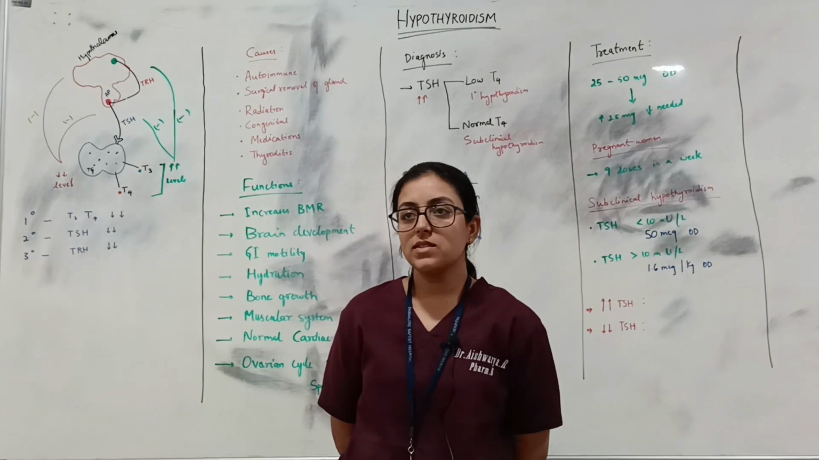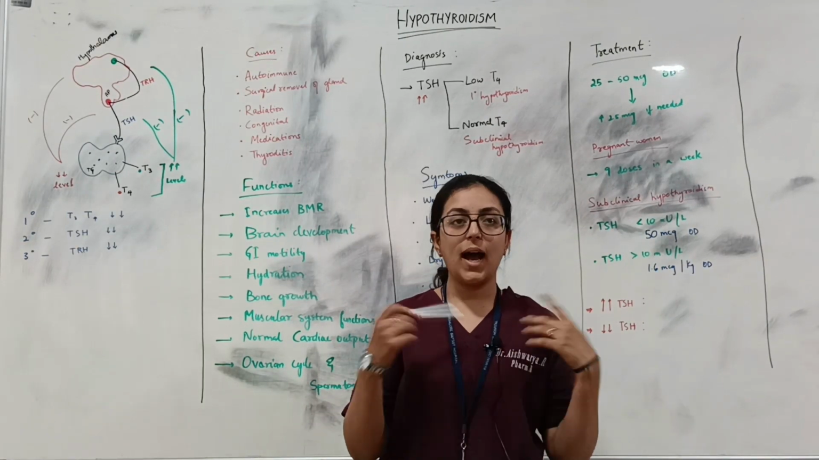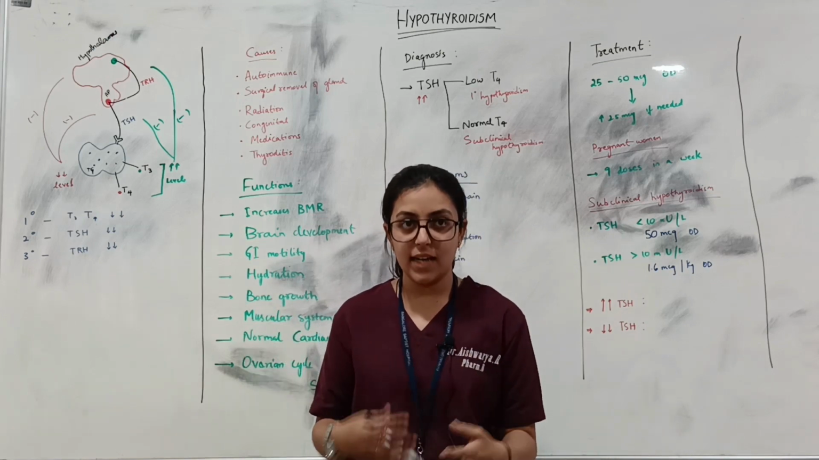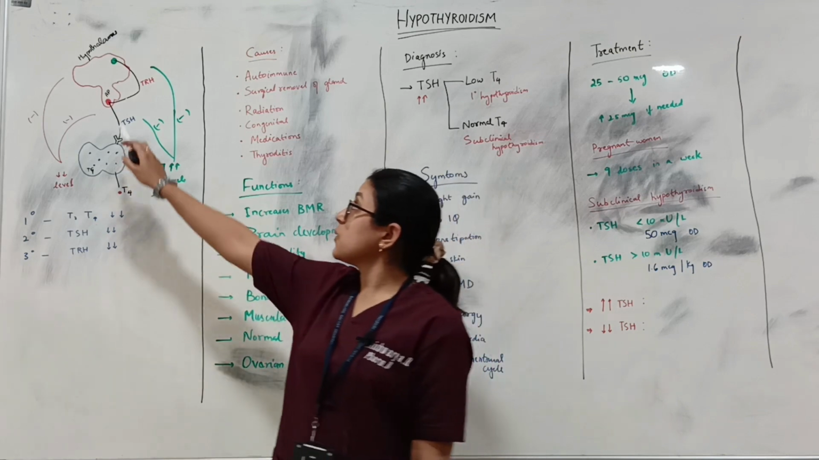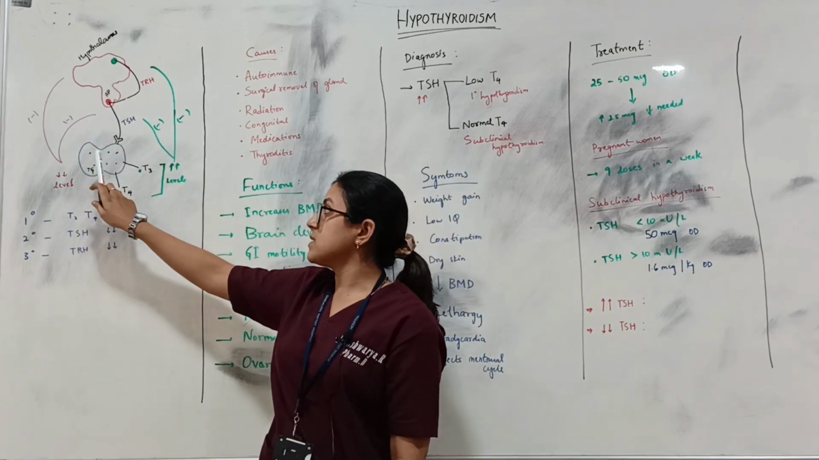Good afternoon, everyone. So today we're going to discuss hypothyroidism. To know about hypothyroidism, first we'll see how the thyroid gland is functioning. For that, we all know this is the hypothalamus, this is the anterior pituitary, and this is the thyroid gland.